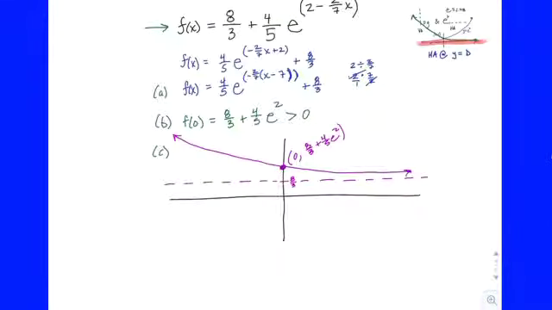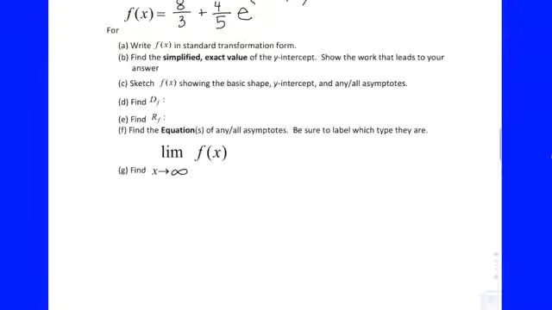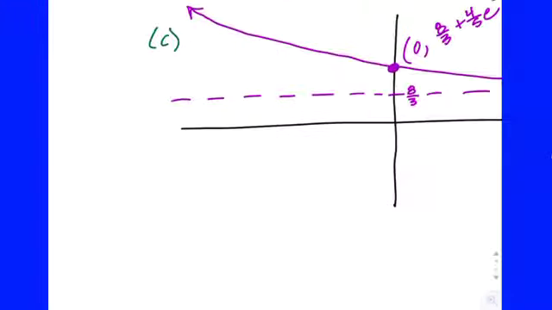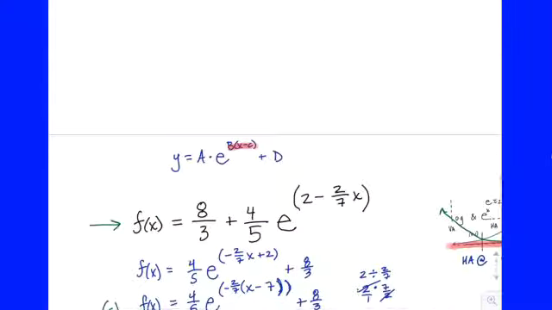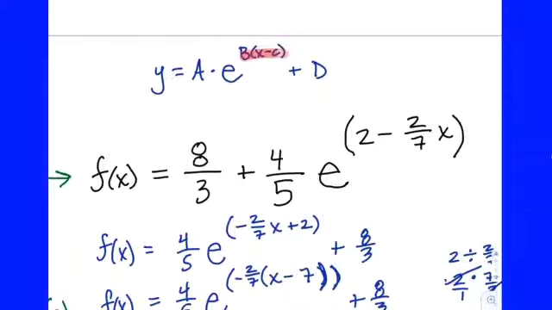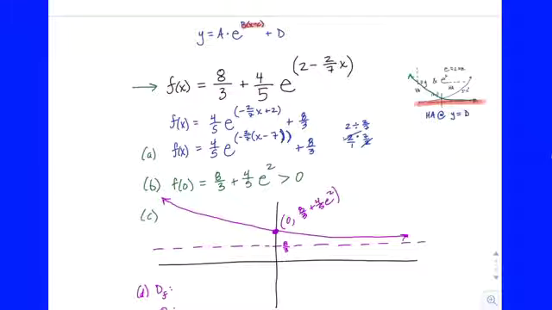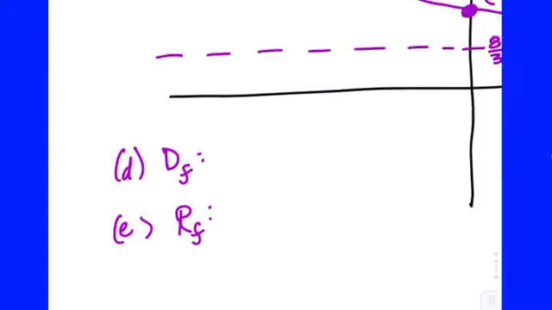Okay, so now that we have the graph done, we can answer the rest of the questions. Parts D and E, find the domain and range. So the domain of f and the range of f. Now remember, the domain we can always get algebraically. We're trying to avoid division by 0. We have no denominator. We can only take logs of positive numbers. We don't have logs. And we can only take square roots of non-negatives, 0 or positive. We don't have square roots. So unless it's a piecewise function, which this is not, and it passes those 3 hurdles, the domain is going to be all real numbers.